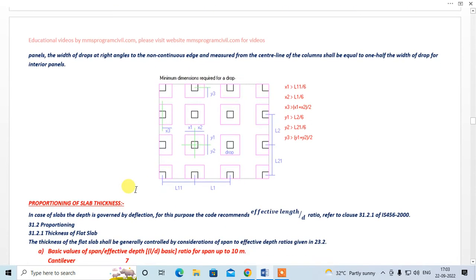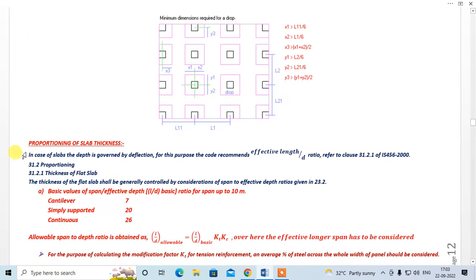Okay. So proportioning of slab thickness. In case of slab, the depth is governed by the deflection. For this purpose, the code recommends effective length by D ratio, referring to clause 31.2.1 of IS 456 2000, right? This is something which you know. In case of slab, deflection is the governing factor. That is, depth is governed by the deflection, and these are some standard L by D basic ratios given to us for spans up to 10 meters.